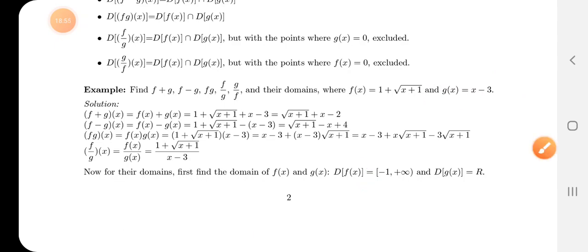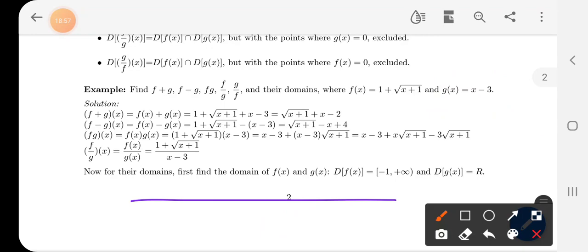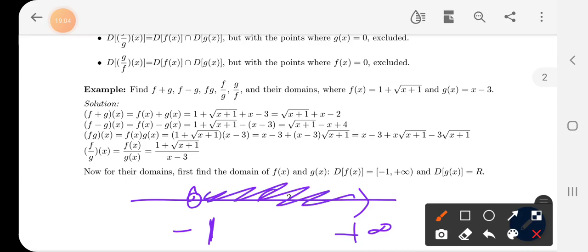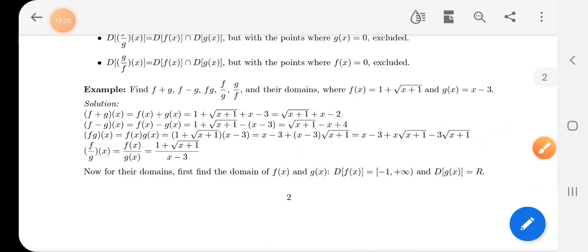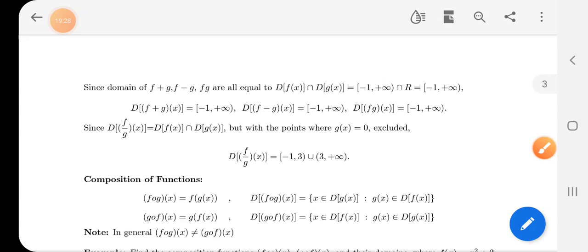So remember our domain was from minus 1, and minus 1 itself is included, till plus infinity. Now you have to exclude 3 from here. So you start from minus 1, which is included, and then you break at 3, and 3 is open, not included, because you have to exclude 3. And then you again start from 3, which is open here again, and go from 3 till plus infinity. So that will be the domain of f over g. Similarly, you can find g over f.